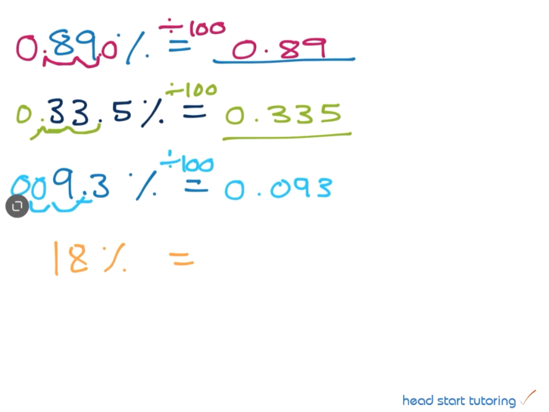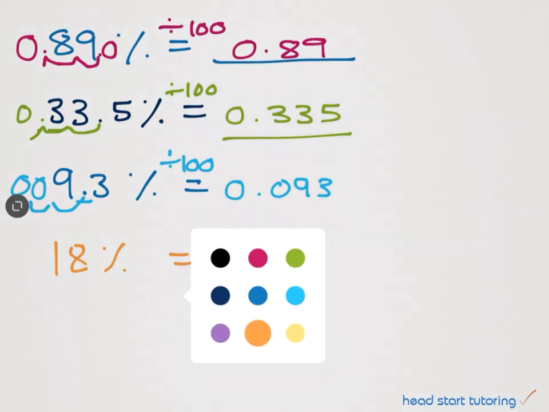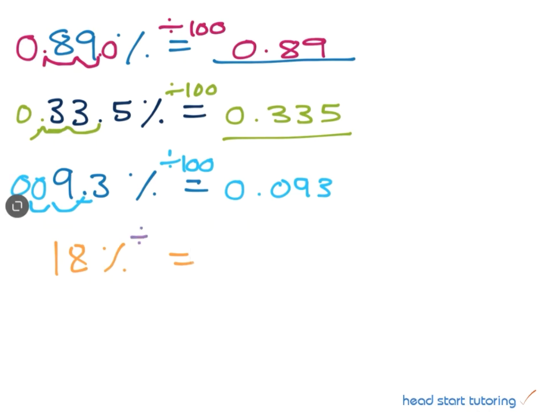18% as a decimal. Again, all we need to do is divide by 100. So we go from the end of our whole number, which is where the decimal point is, we can put 0.0 and we can put in some placeholders. We move 2 places back, so we end up with 0.18 as a decimal.